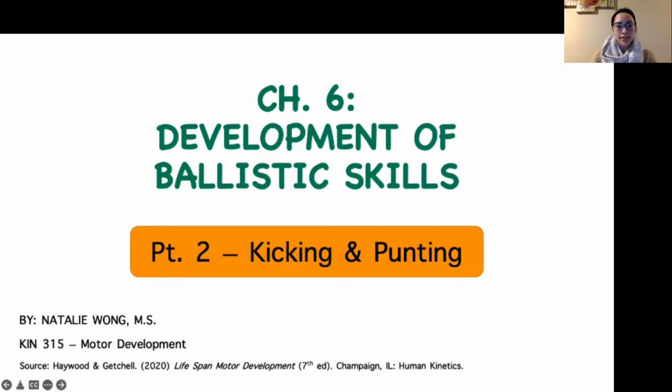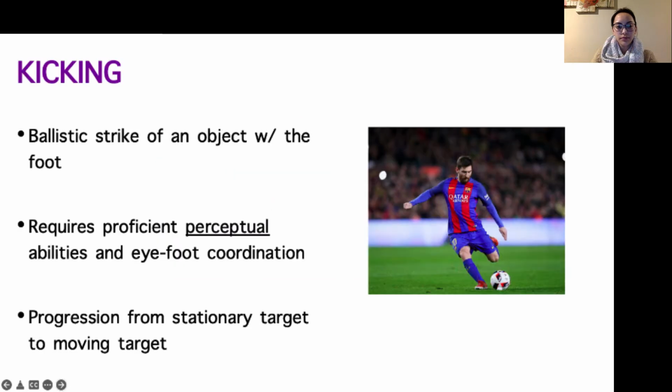For our next video, we are talking about the ballistic skills of kicking and punting. For kicking, the definition is simply a ballistic strike of an object with the foot. Usually, kicking requires more proficient perceptual abilities.